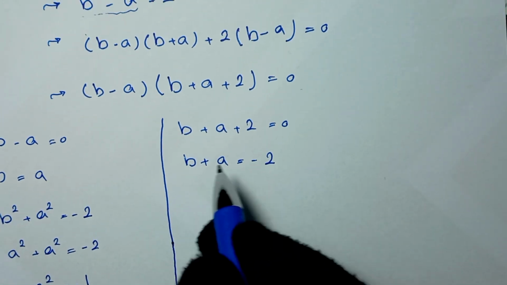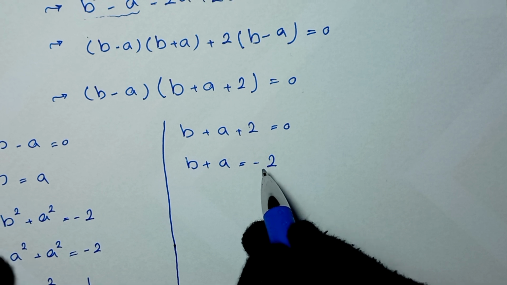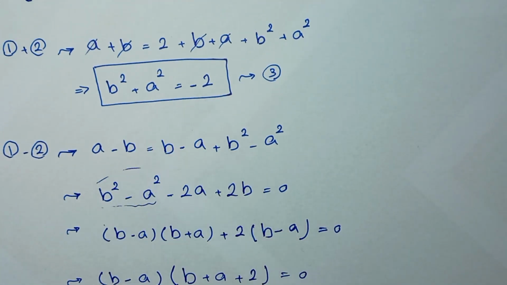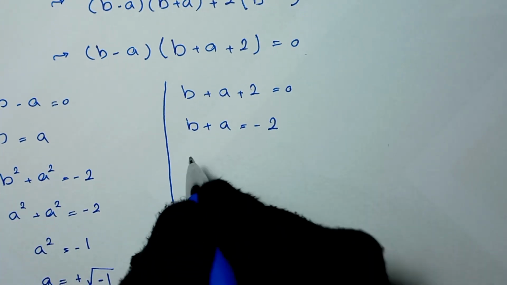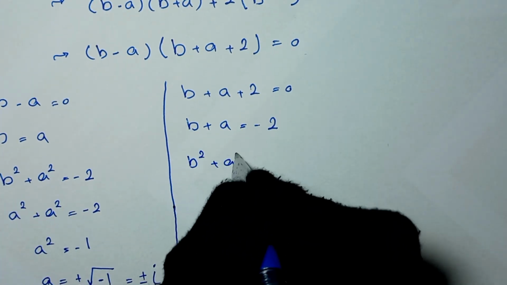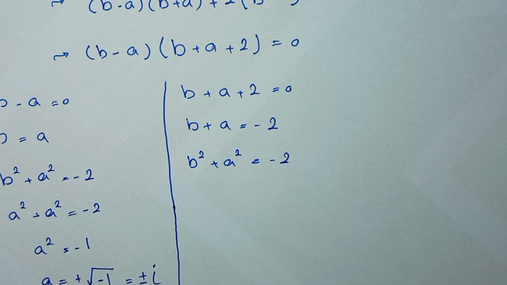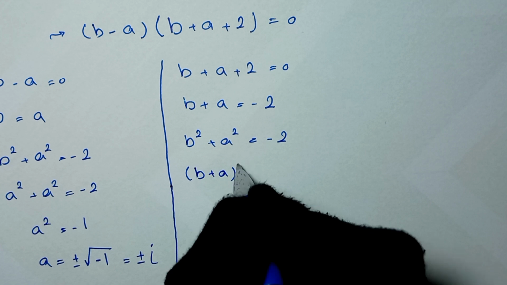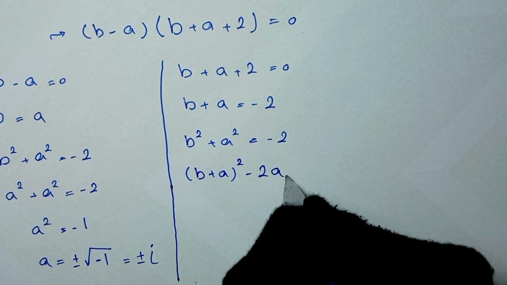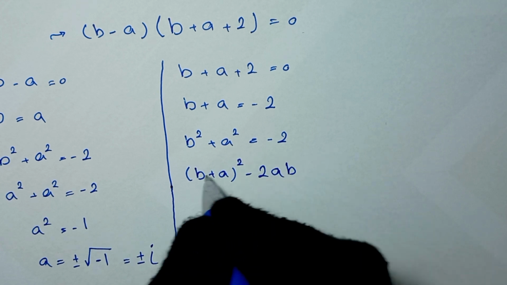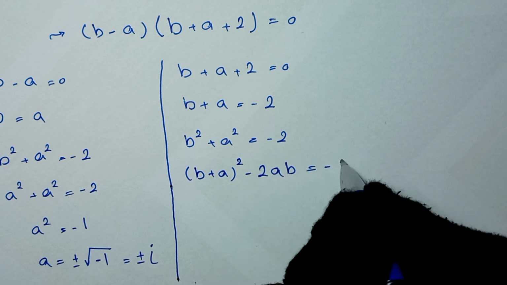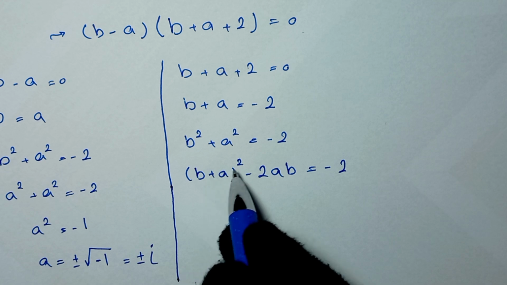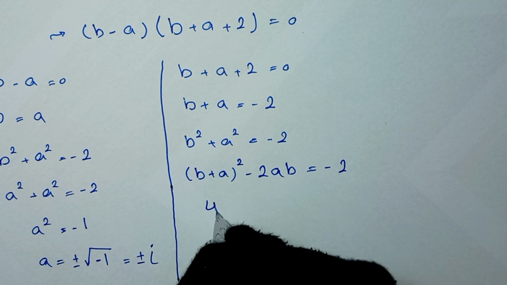And for this side, b plus a is equal to negative 2, and from equation number 3, b square plus a square is negative 2. So we write in here, b square plus a square is negative 2. In here, we can write this as b plus a to power of 2 minus 2ab, right? This is equal to negative 2. And from here, b plus a is negative 2. So negative 2 to power of 2, it will be 4, right?